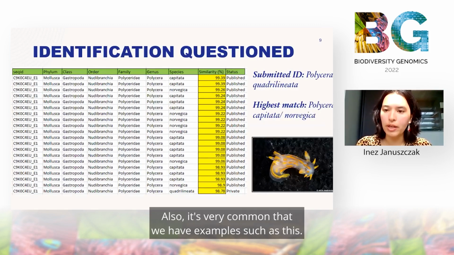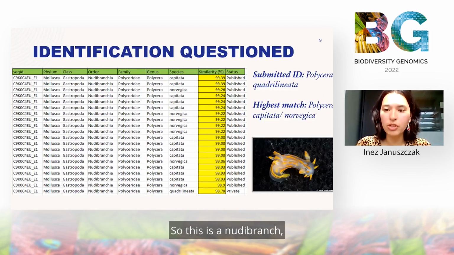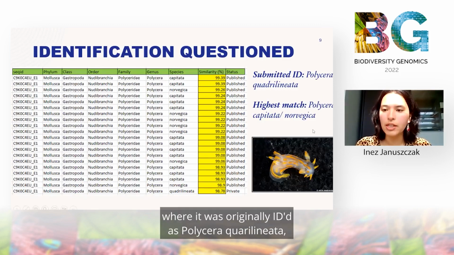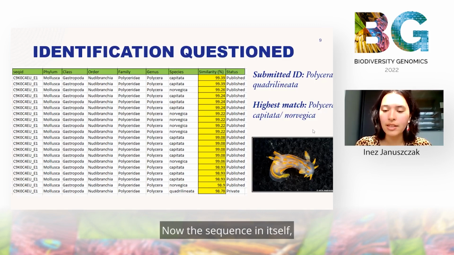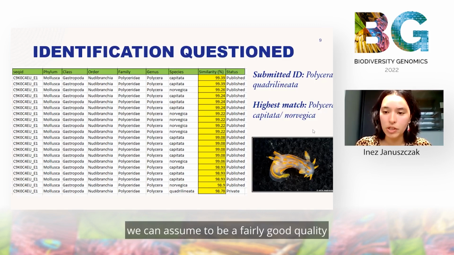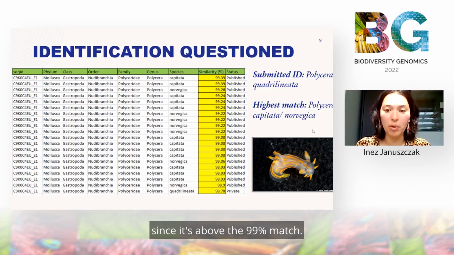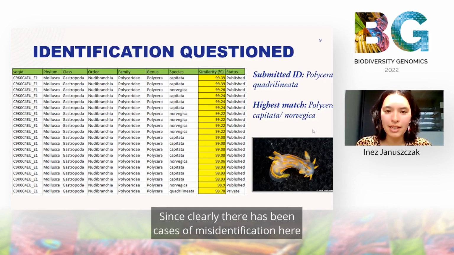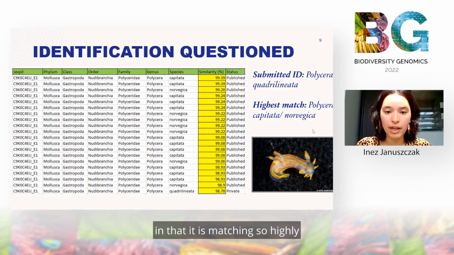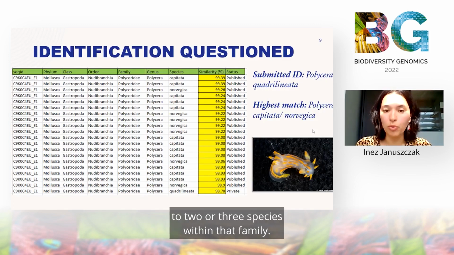Also, it's very common that we have examples such as this. This is a nudibranch which was originally ID'd as Polycella quadrilineata, but as you can see, that only appears once in our top 20 hits. There is a huge range in species matches. Now, the sequence in itself we can assume to be of fairly good quality since it's above the 99% match. However, we will still need to look at the source of the sequence and the source of the identifier, since clearly there have been cases of misidentification here, in that it is matching so highly to 2 or 3 species within that family.